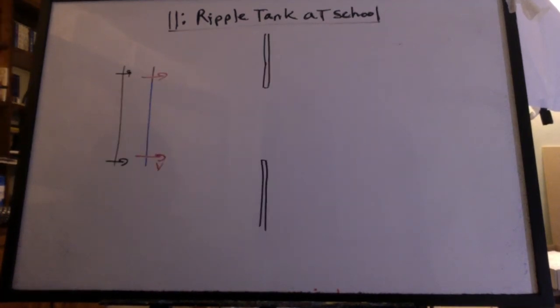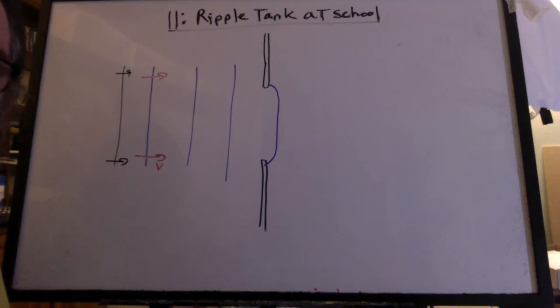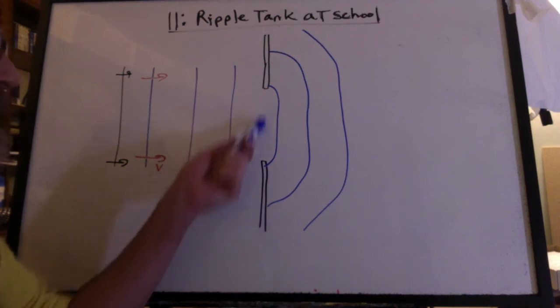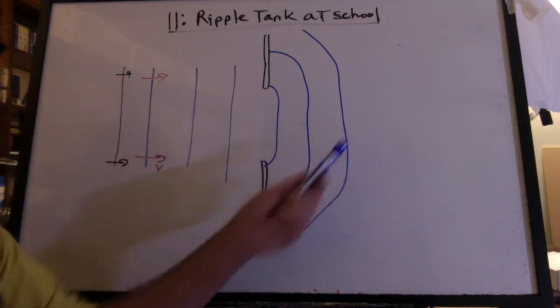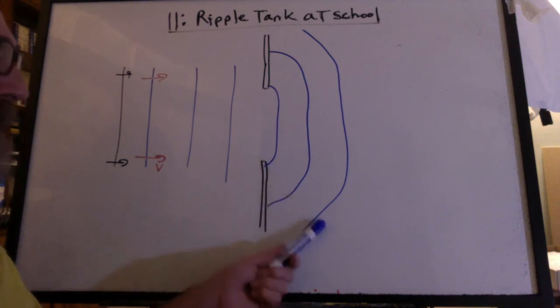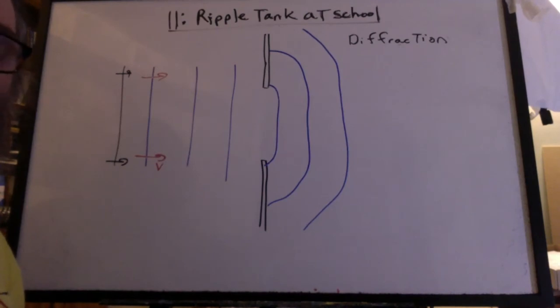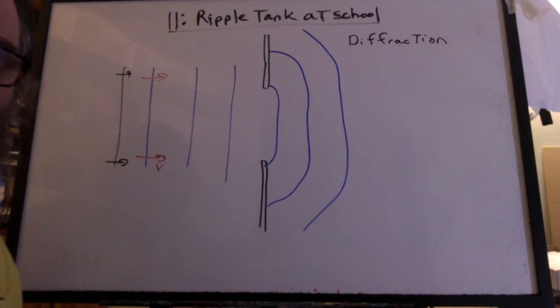Then we set up two barriers with a space between them and made a flat wave approach the barrier. We're interested in the part of the wave that passes through the opening. Much of the wave in the middle passes through and keeps going straight, but the end of the wave is now acting more like a point source spreading out. This phenomenon is known as diffraction, the spreading out of a wave as it passes through an opening in a barrier.